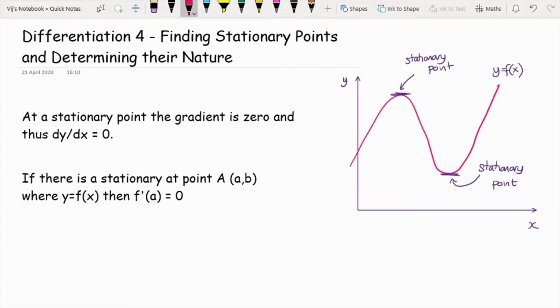A stationary point on a polynomial is basically the turning point of the curve. At the turning point, what we need to appreciate is that the gradient is going to be horizontal, so it's going to be flat, so therefore the value of dy/dx is going to be 0. And if there is a stationary point at point A, with coordinates where y equals f(x), then the derivative of that function will equal 0.